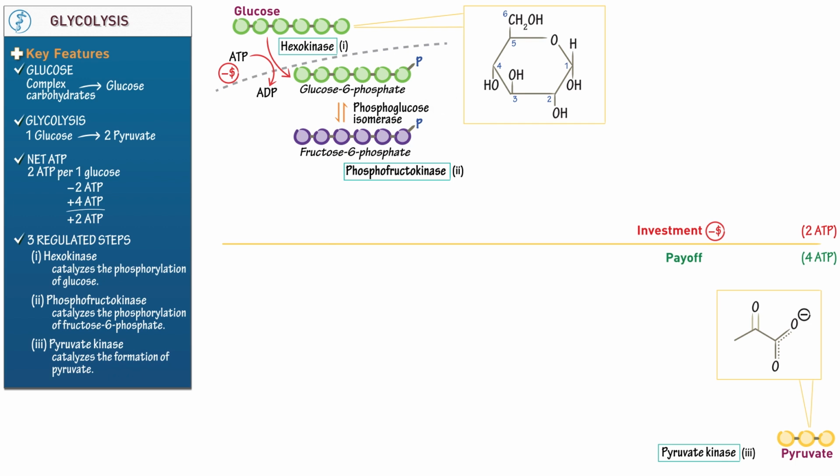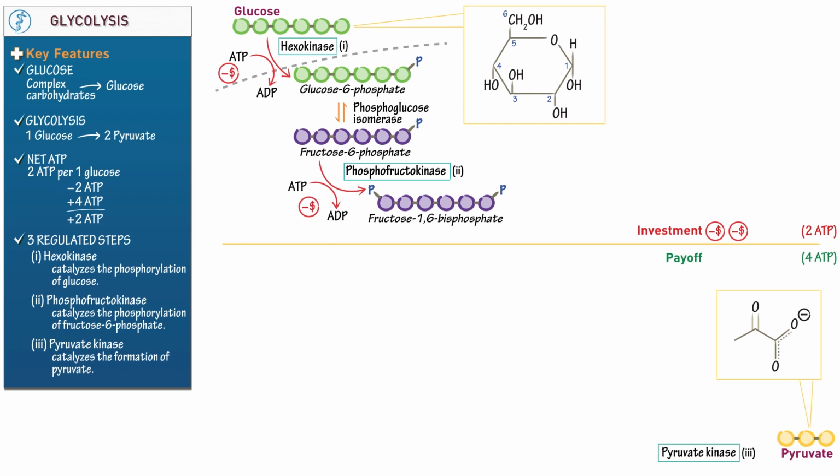Now show that in the next step, fructose 6-phosphate is phosphorylated to fructose 1,6-bisphosphate, which has 2 phosphate groups, one on the first carbon and one on the 6th carbon. Indicate that it's an irreversible reaction, which phosphofructokinase catalyzes. It's the second regulated step of glycolysis. Since this is another energy-consuming step, use an arrow to show that ATP is converted to ADP, and show it in our accounting. This is the end of the energy investment phase.